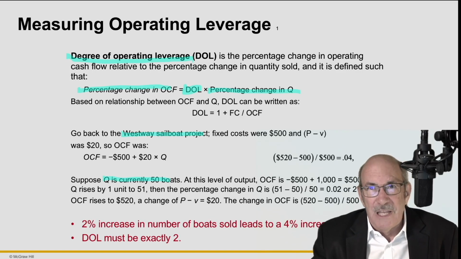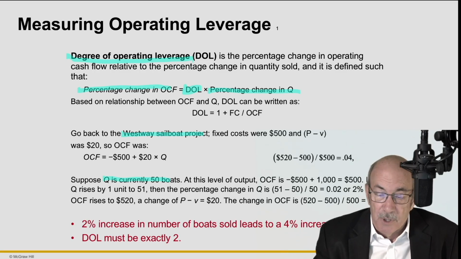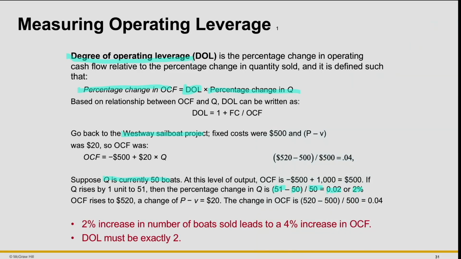What happens if we add one boat to that? We go from 50 to 51 boats. So here we have the percentage change in queue is 51 minus 50 divided by 50, or 0.02 or 2%. So that's our change in queue. Let me get out of the way here so you can see the rest of this.